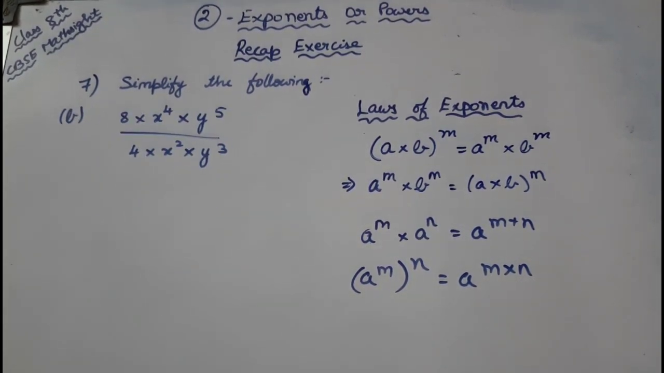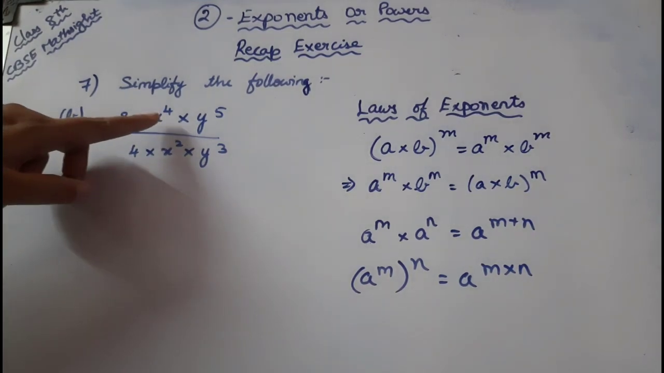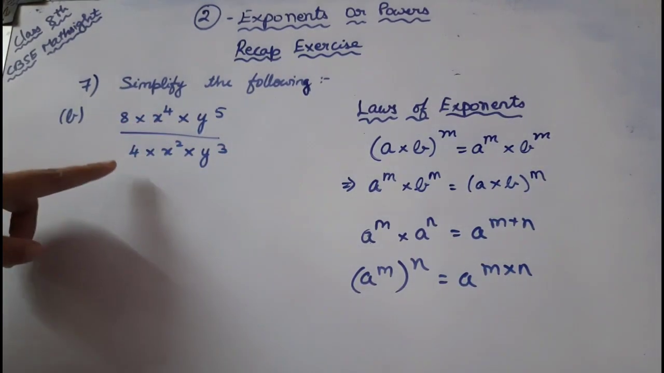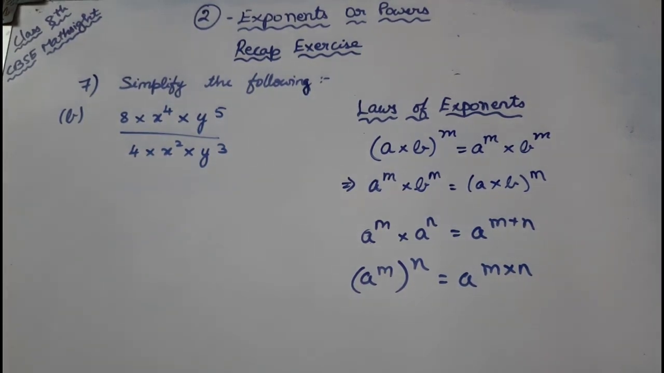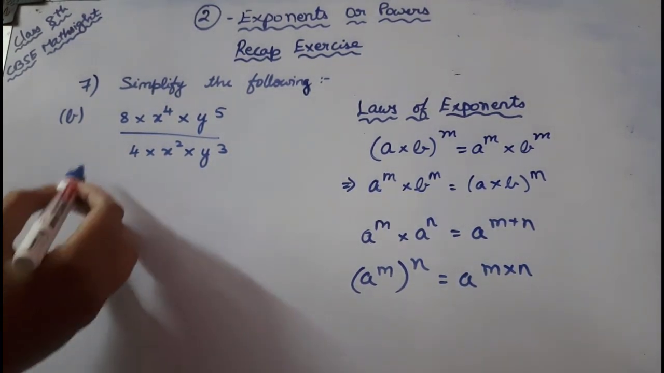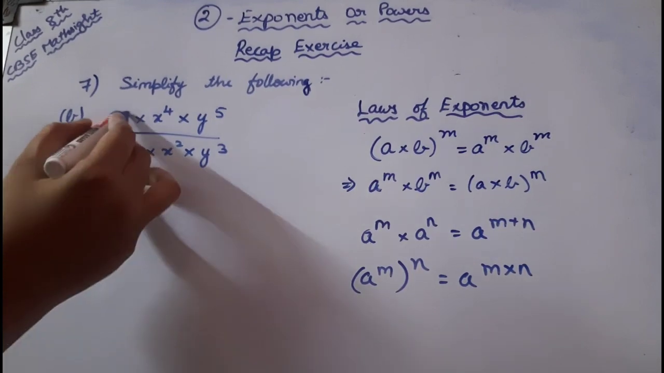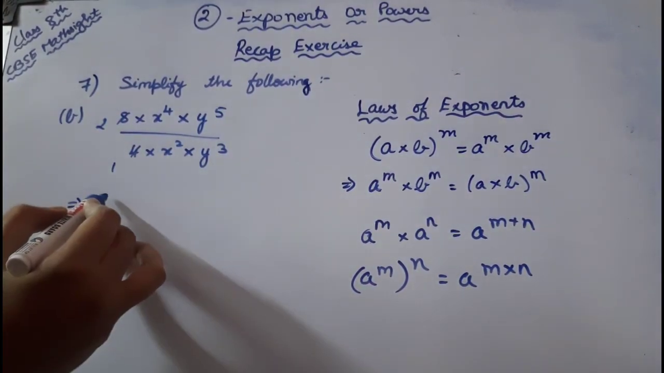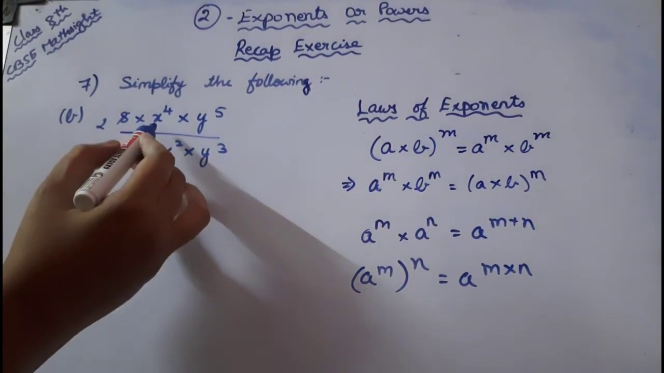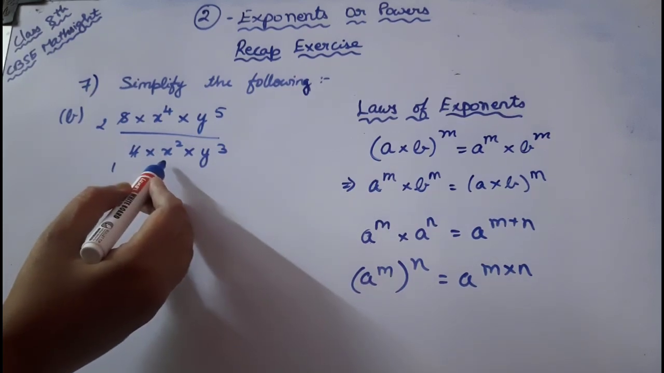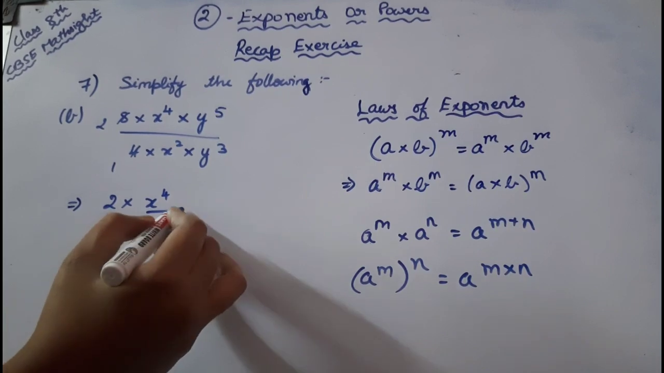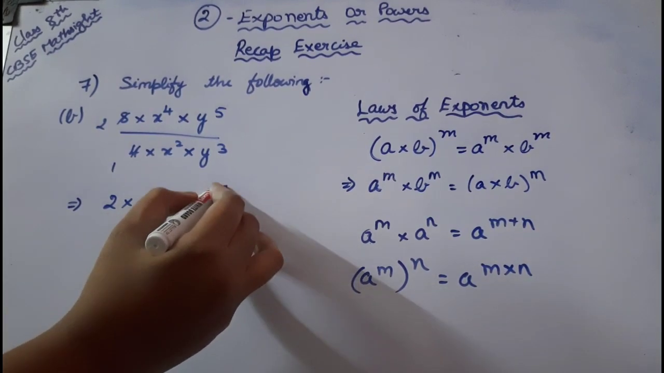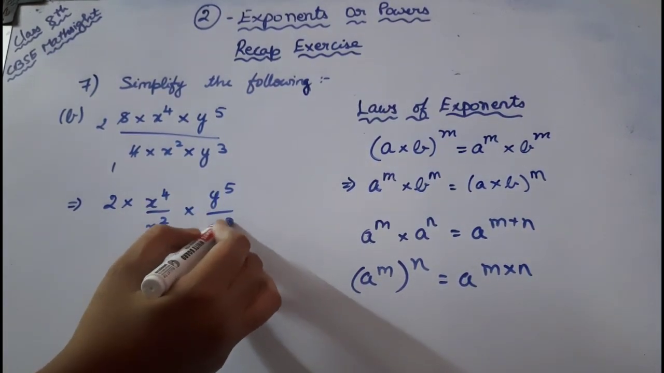So the second sum we have 8 into x to the power of 4 into y to the power of 5 divided by 4 into x square into y cube. So we can try to cancel the terms which are like. So 4 1s are 4, 4 2s are 8. So 2 into x to the power of 4 divided by x to the power of 2, multiplied by y to the power of 5 divided by y to the power of cube.